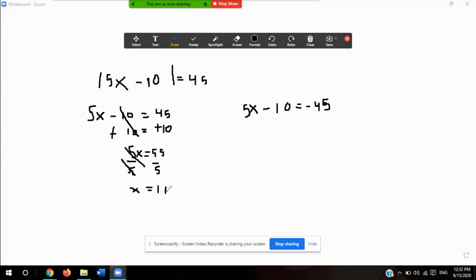And we're going to do the same thing on the other side. But here we're going to add 10 again. And negative 45 plus 10. And this is going to cancel out. And that would be 5x equals negative 35.